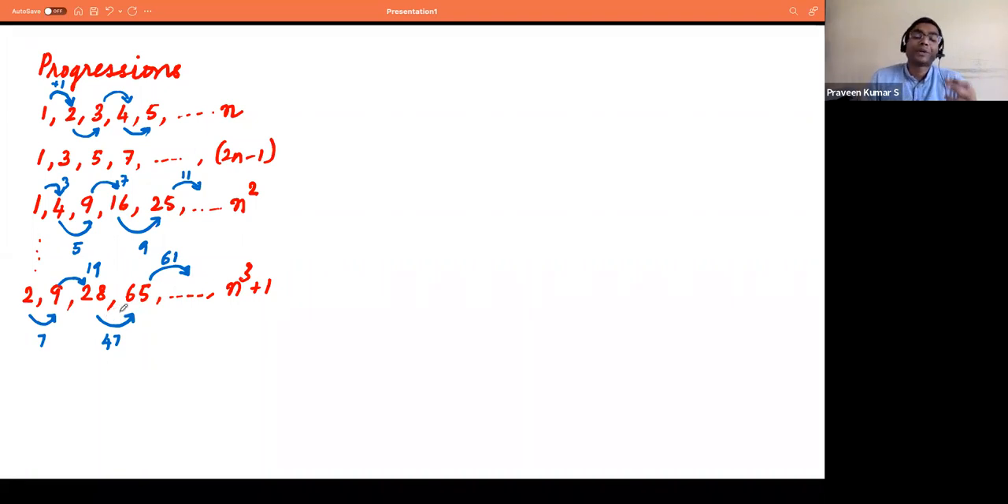Depending on how these numbers change, depending on this particular pattern, these series of numbers, there are three special cases. All the cases that we will be studying are special cases. So the first one is called an arithmetic progression.